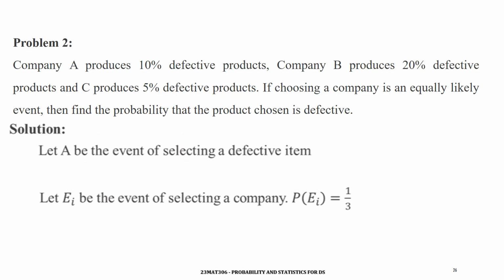So similarly, in this next problem, 3 companies produce products with different defect rates. Since each company is equally likely, we again apply the law of total probability. So we calculate the weighted probability of defect from each company and add them together to get the final answer.